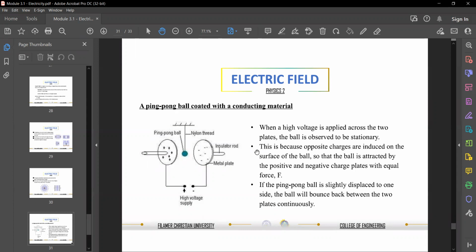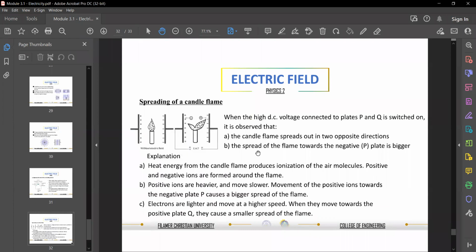And then, spreading of a candle flame. When the high DC voltage is connected to plates P and Q, say it's switched on, it is observed that the candle flame spreads out in two opposite directions. The spread of the flame towards the negative plate is bigger. So depende sa charged particles dito.